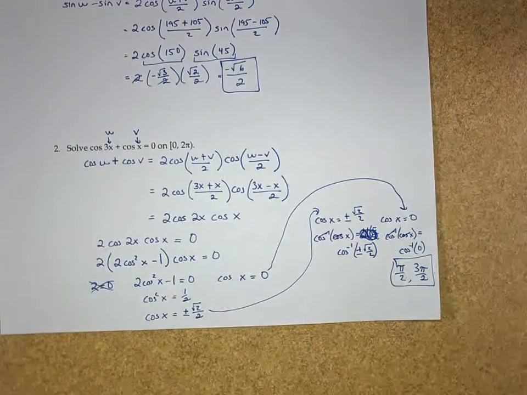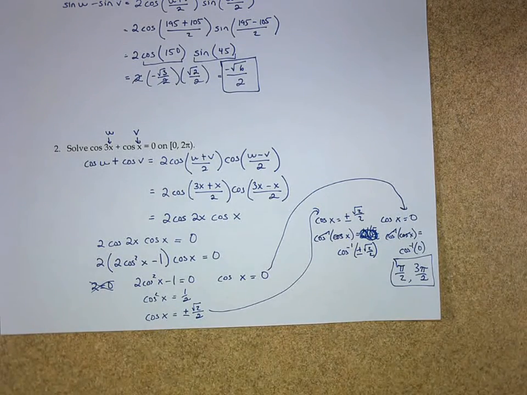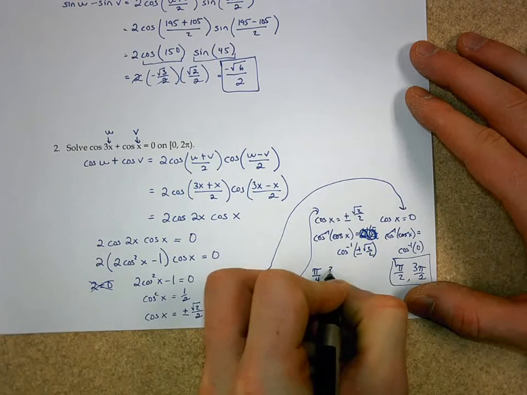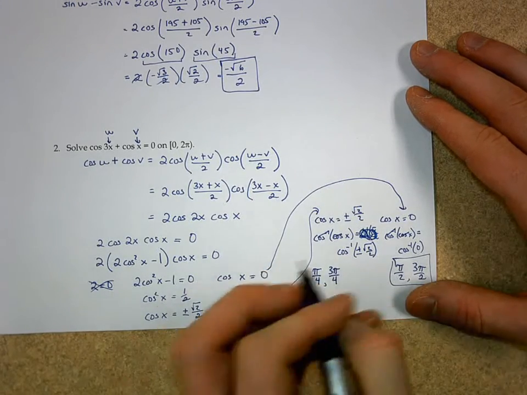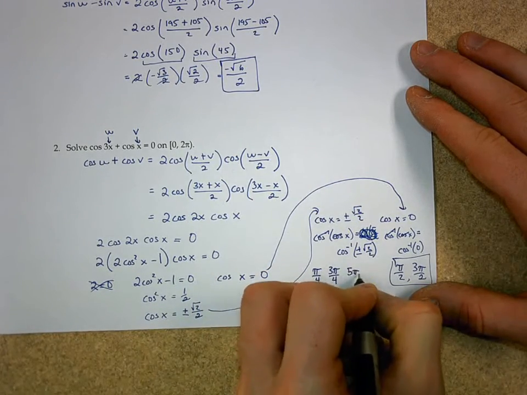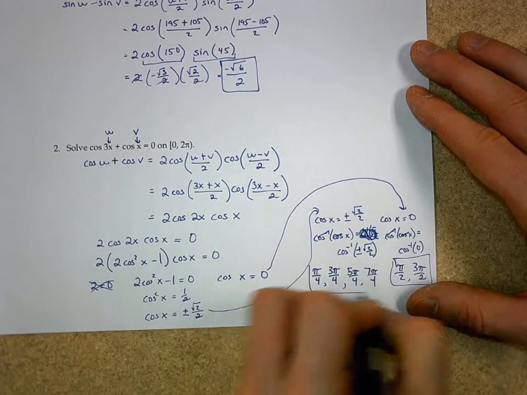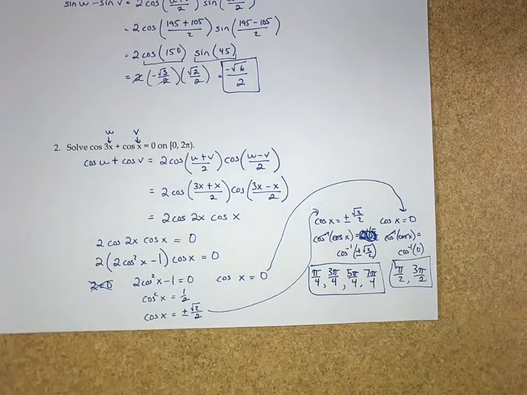And then over here, cosine inverse of plus or minus square root of 2 over 2. So what are the two solutions that give me a positive square root of 2 over 2? And the two solutions that give me a negative square root of 2 over 2? And those are both on the unit circle, and it's my pi over 4s. So my pi over 4, 3 pi over 4, 5 pi over 4, and 7 pi over 4.